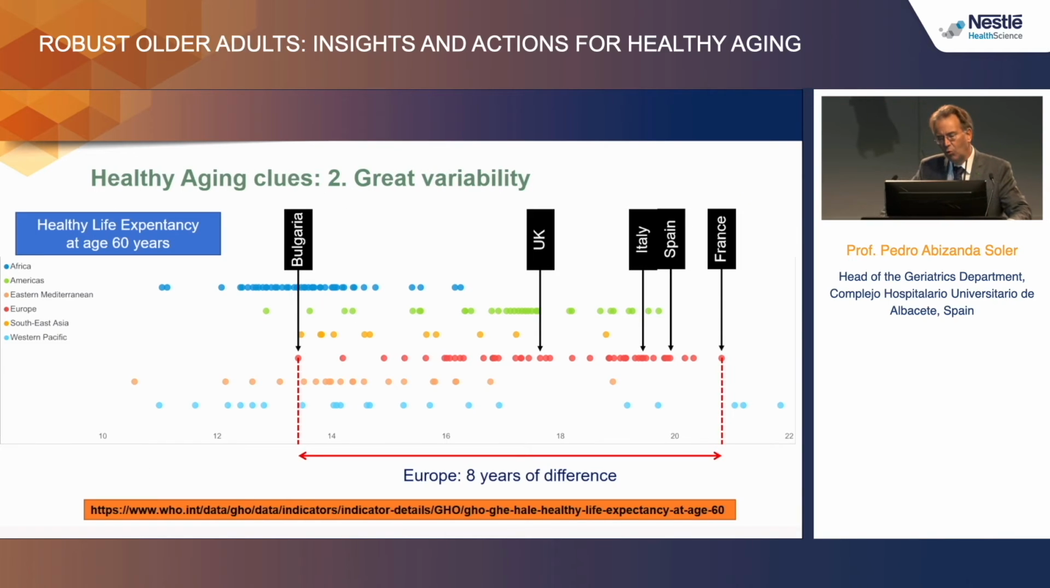The second clue is that there's great variability in what is considered healthy aging. As you can see here, in data from the WHO, one could think, okay, healthy life expectancy must be very different between Africa and Europe. Of course, we all will agree, no? However, if you look at the figures, the red dots, that is Europe, for instance, you can see that there are 8 years of difference in healthy life expectancy at age 60 in Europe.